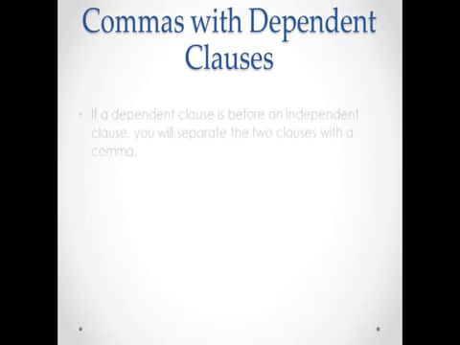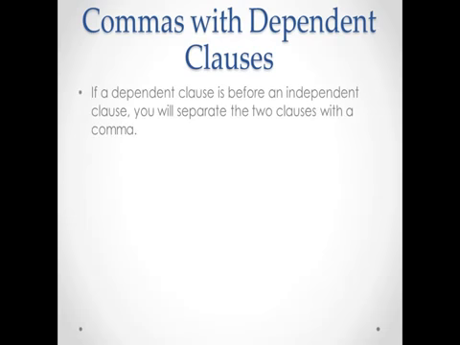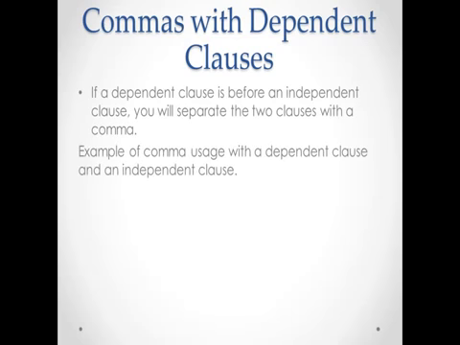Commas with dependent clauses. If a dependent clause is before an independent clause, you will separate the two clauses with a comma. So an example of how you would do this, in the red you'll see "after you finish school" is a dependent clause. It is not a complete thought. You read it and you think, after you finish school, what? So it's not complete. It does have a subject and a verb, but it is not a complete sentence. So we consider that a dependent clause, and you would set it off with a comma and an independent clause. This will make it complete.